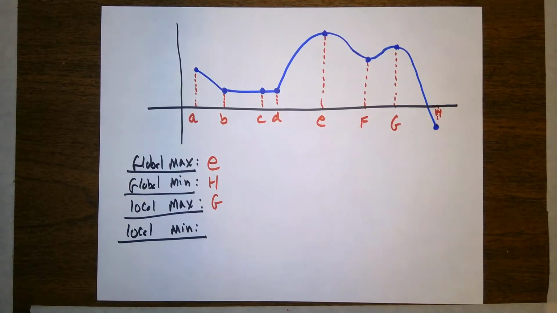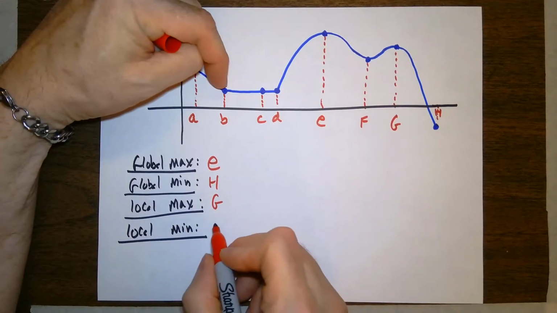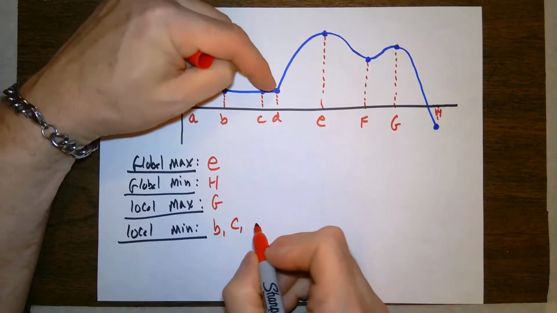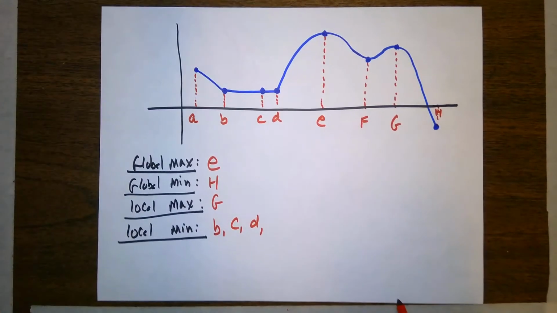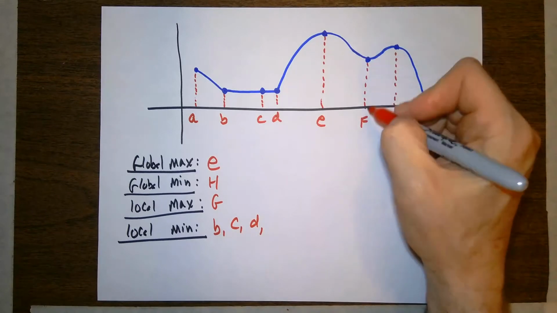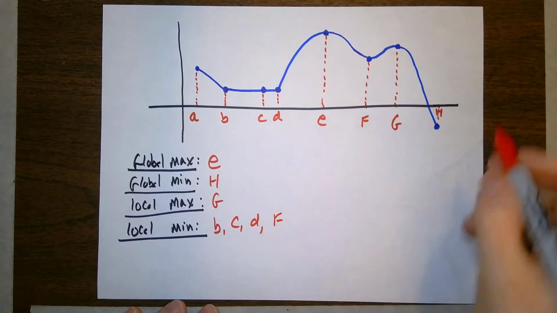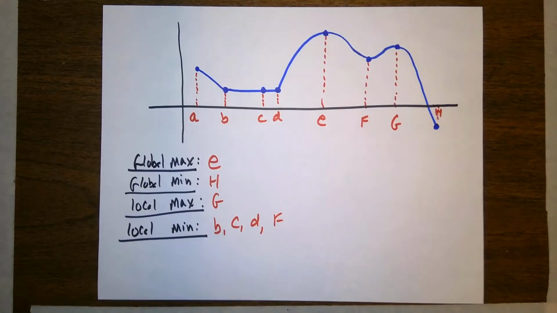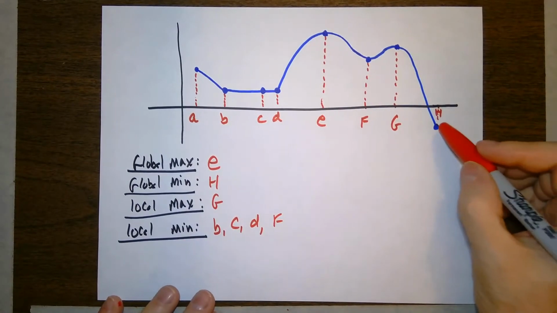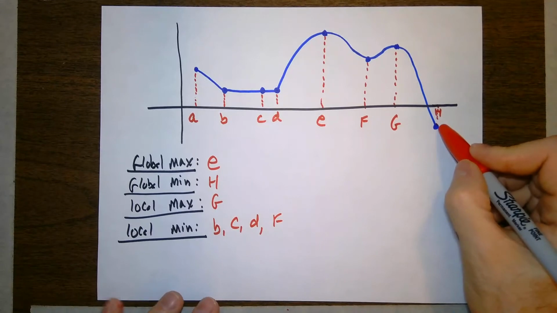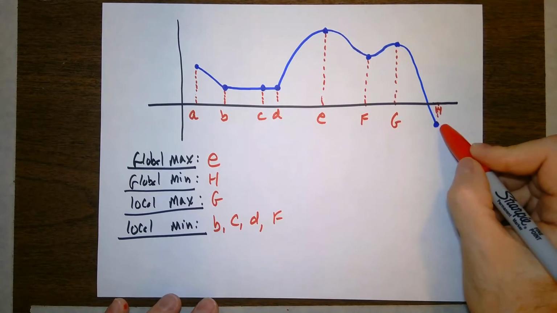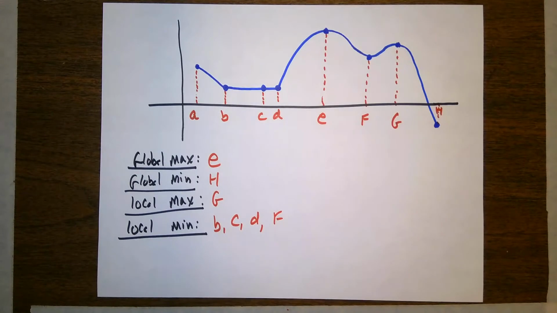So let's see, any local minimum values? I think I've got a bunch of them. I think B and C and D are all local mins, and F. What about H? Again, it's an endpoint, so no. It can be a global max or min, but it cannot be a local max or min. Okay? And I think that's everything that I can tell about that graph.